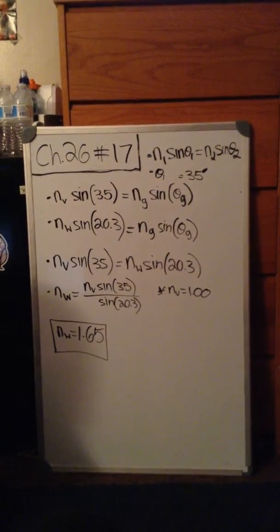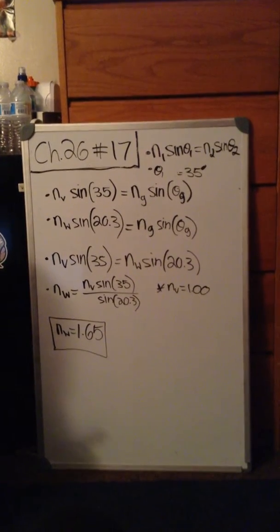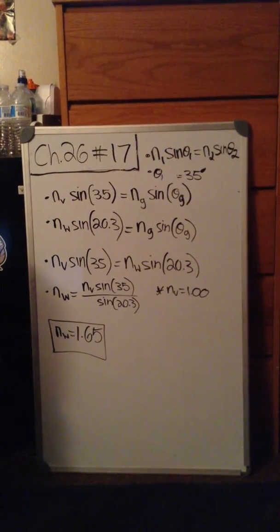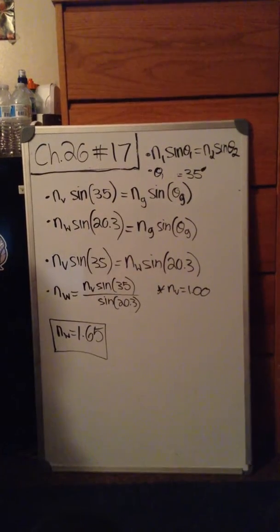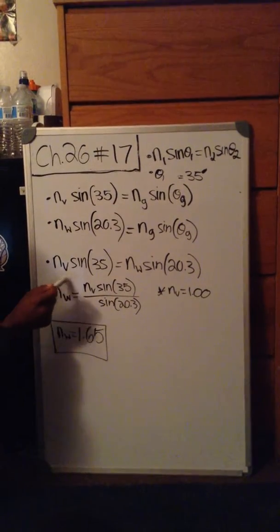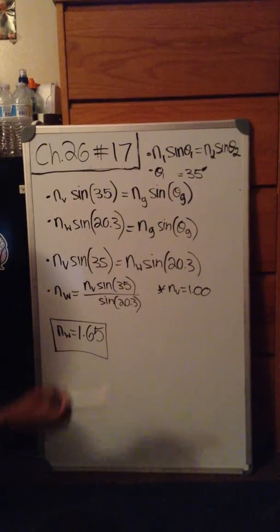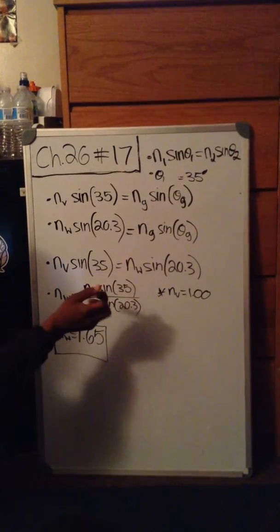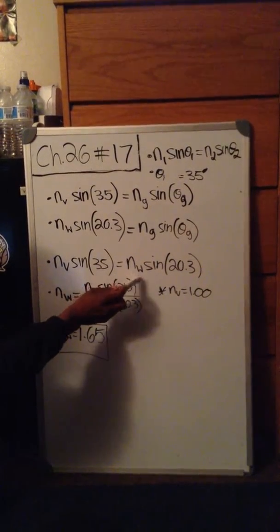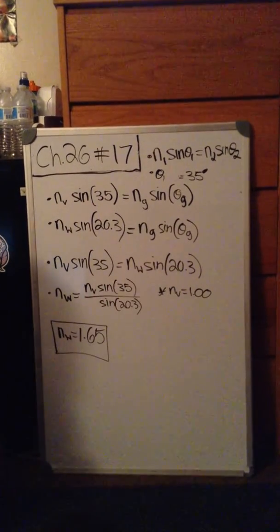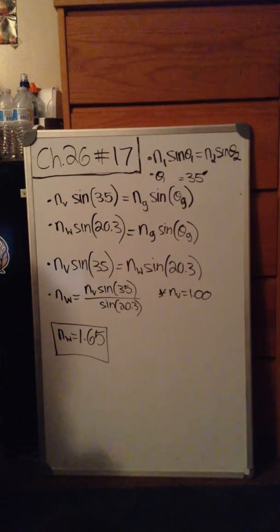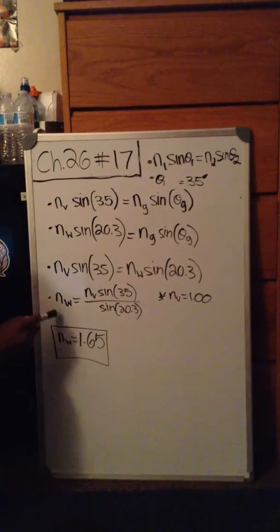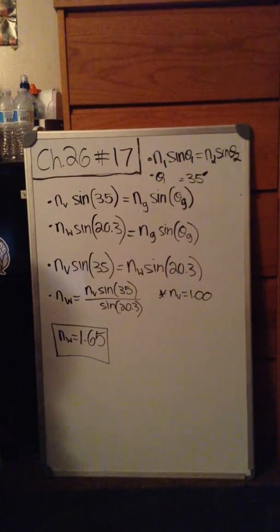The next part of the equation involves us actually combining the equations. Since both of these have a like term, we can conclude that NV sine 35 is equal to the index of refraction of the water times the sine of 20.3, which is the angle of refraction in the water. And as we know, we're solving for the index of refraction of the water in this problem.